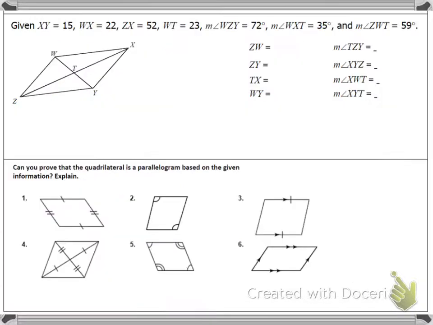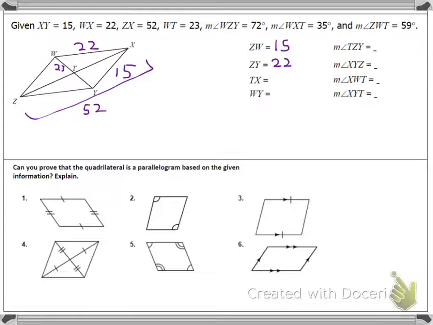So we're going to take these properties and start to solve for values. I have in my diagram here, XY is 15, WX is 22, ZX is 52, and WT is 23. So let's get everything labeled. We need to go through and find some sides. ZW is first. ZW is this side. Opposite sides are congruent, so that is 15. ZY is the bottom side, opposite sides are congruent, it's opposite to the 22, so 22.